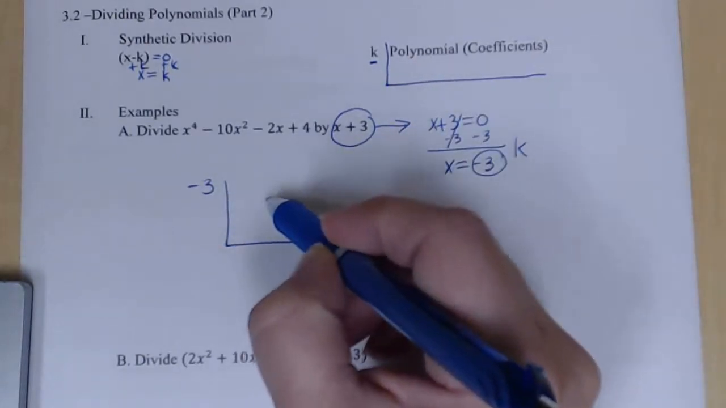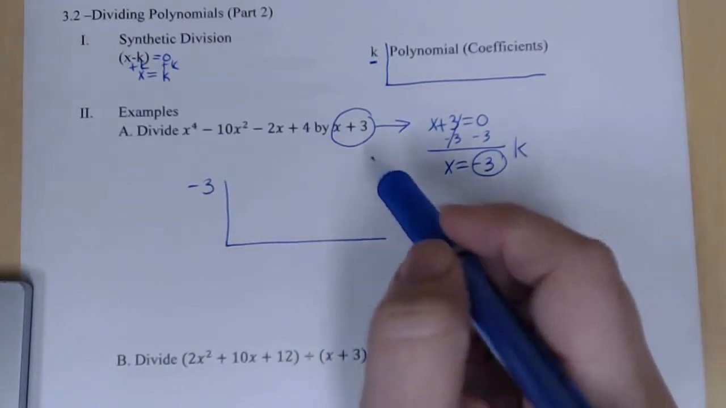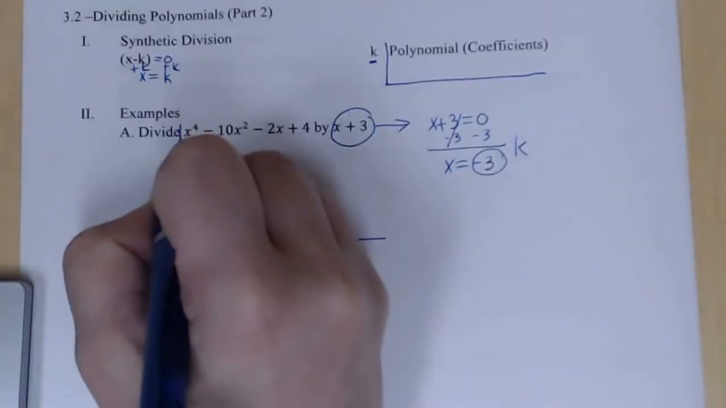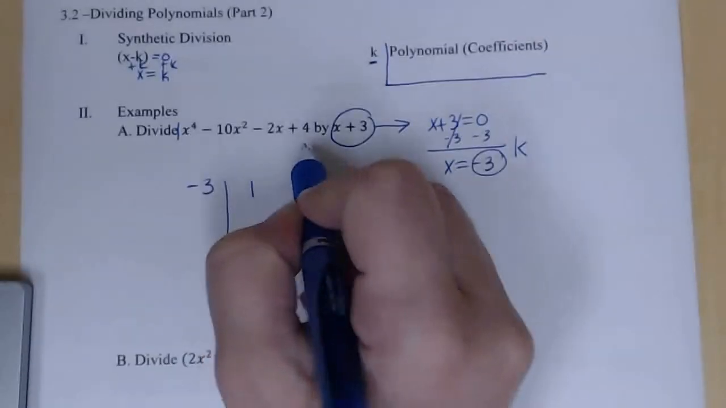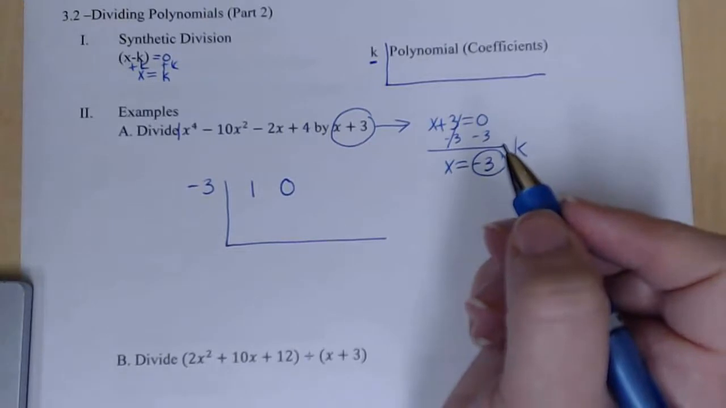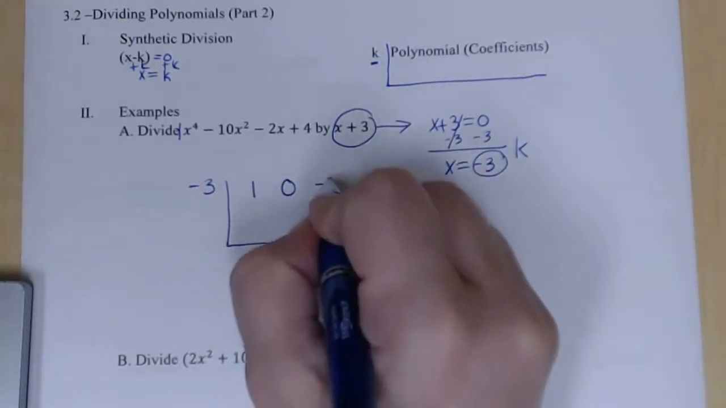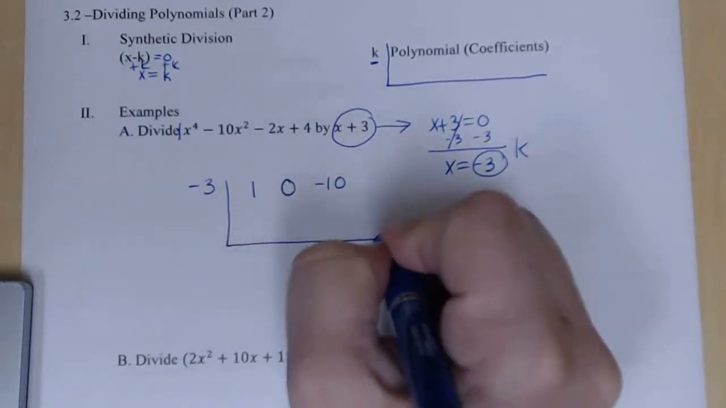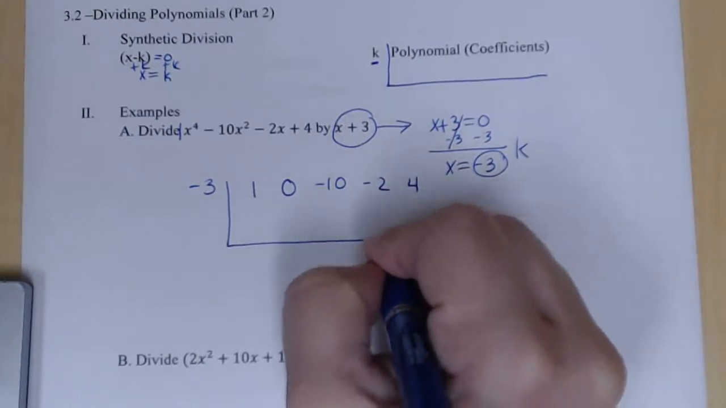Then you're going to list your coefficients in descending order by exponent. So you can see this is a 4th degree. If there's not a number in front of it, that's a 1, so I'm going to place a 1. Then I look for my x cubed, and I don't have one, so just like with long division, you're going to place a 0 there as a placeholder. Then you take your coefficient of your x squared, which is negative 10. Again, notice I'm only writing numbers. I'm not writing any letters. Then your x, which is negative 2, and then your constant, which is 4.